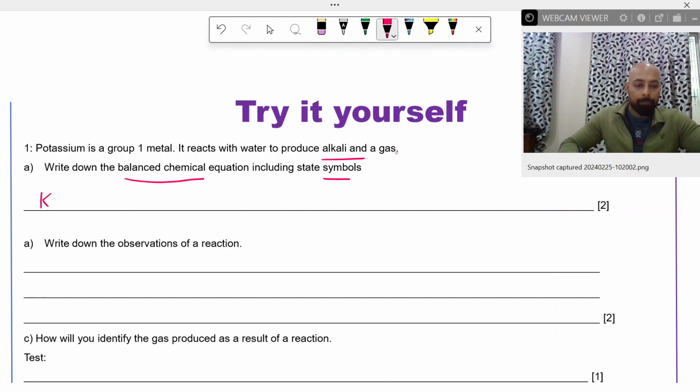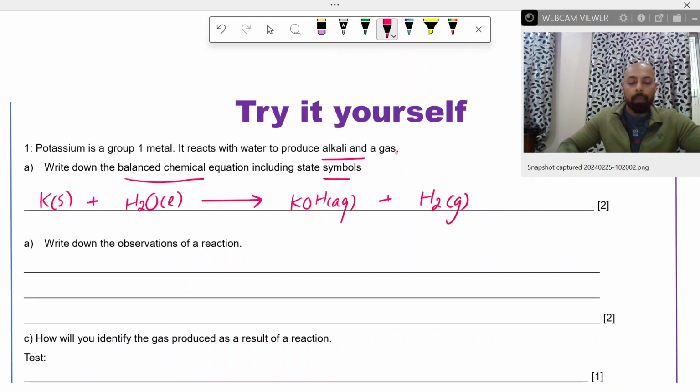Potassium, okay, we have K, which is solid, plus water, which is liquid, and they will react together to produce potassium hydroxide, aqueous, and hydrogen gas. Okay, so let's balance this equation. Balancing के लिए what is the rule? अभी क्या देखा था? If you balance it correctly, you will get these coefficients and numbers over here, right? Write down the two observations of the reaction. ठीक है, so you can write down the observations, ठीक है, for 2 marks.